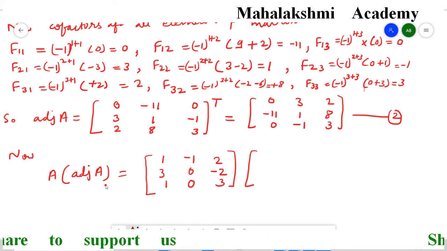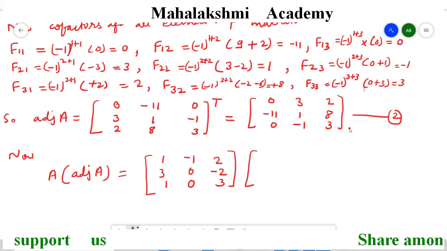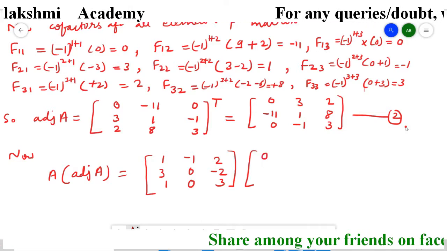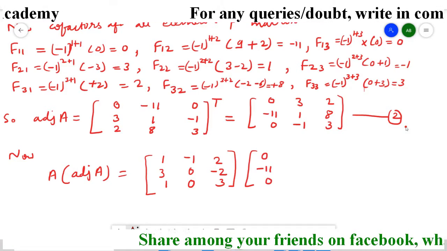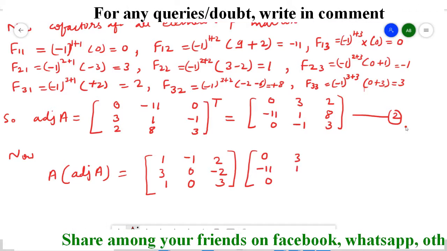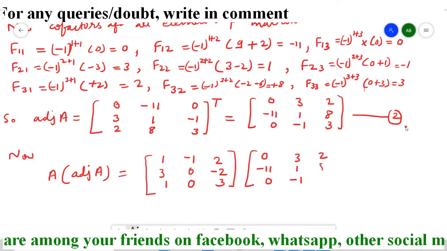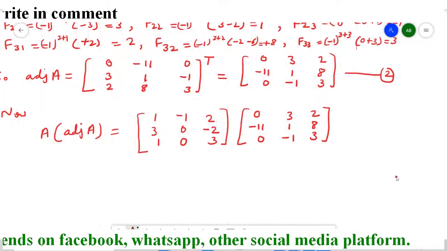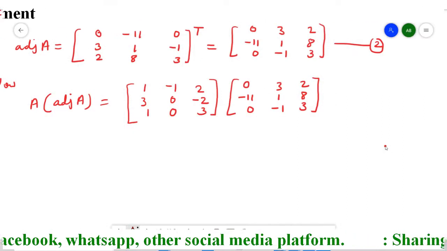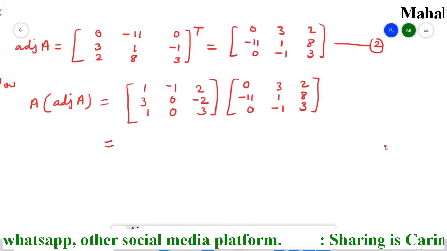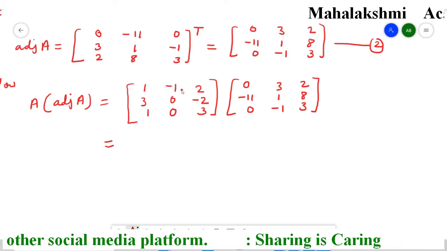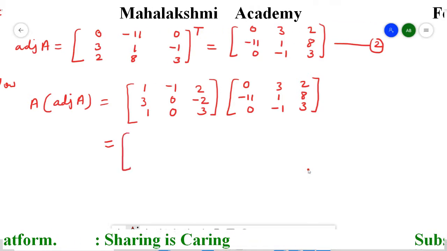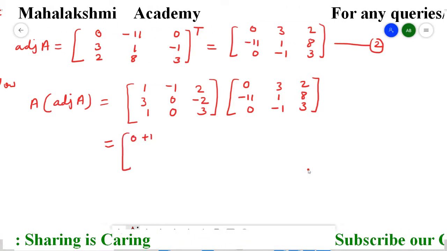This is our A matrix, and the adjoint of A is this one. This will sit here, and then we'll multiply them. So we'll get here 0, minus 11, 0, then 3, 1, minus 1, then 2, 8, 3. Now just multiply them. Matrix multiplication you might know because we covered it in the third chapter. The first row will multiply by the first column. So when we multiply, we will get here 0, plus 11, plus 0.